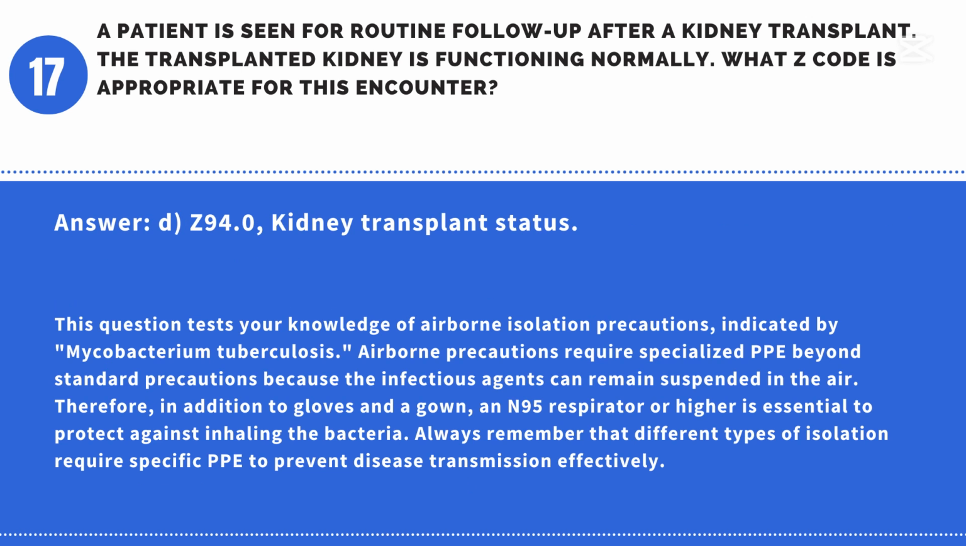Answer: D. Z94.0, kidney transplant status. This question tests your ability to select the correct Z code for specific aftercare or status conditions. While Z09 and Z48.2 might seem plausible, the most specific and appropriate code for a patient who has an organ transplant and is being seen for routine follow-up related to the transplant itself is a transplant status code from category Z94. This code indicates that the patient has a transplanted organ. Always aim for the most specific code that accurately reflects the patient's status and the reason for the encounter.